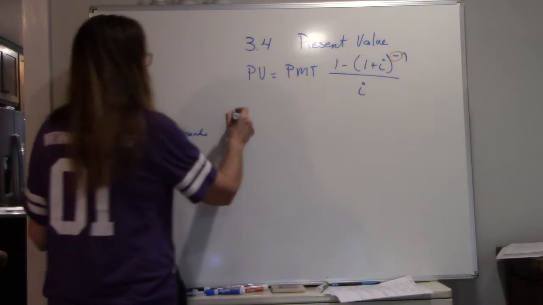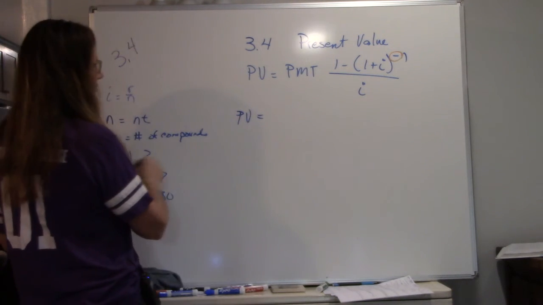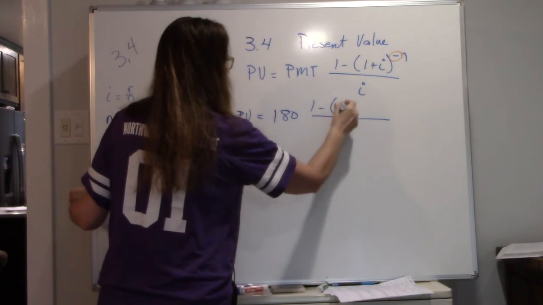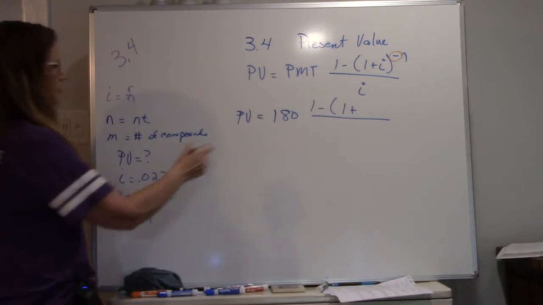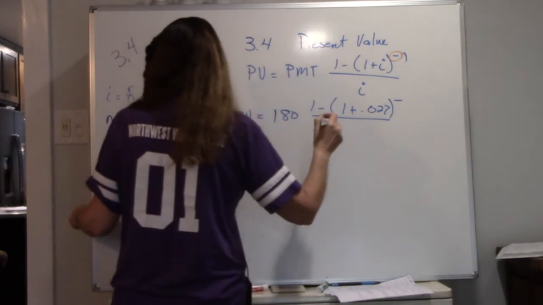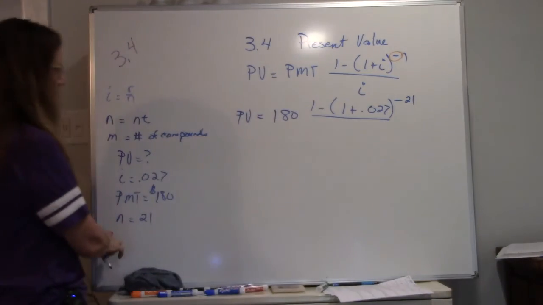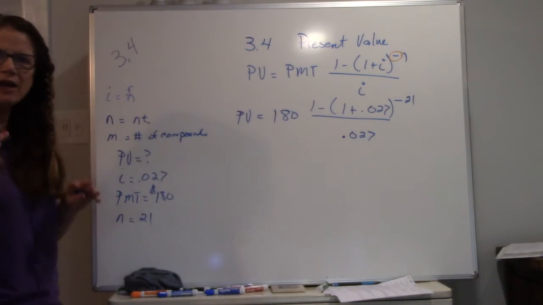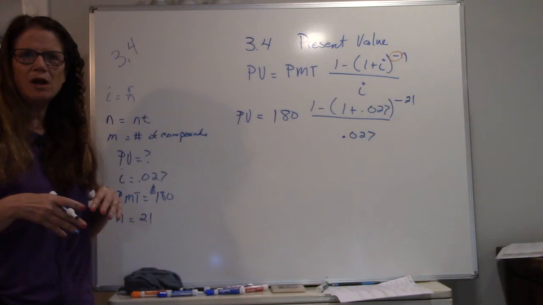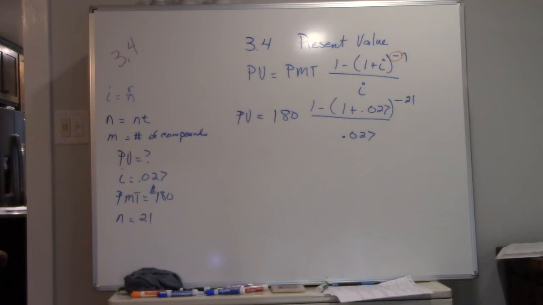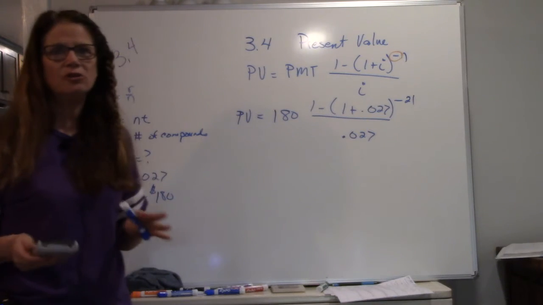All right, so now all we have to do is plug in our information. We're looking for PV. We know the payment is 180. 1 minus 1 plus I, they gave you I as 0.027, raised to the negative 21, all over I, so 0.027. Make sure you identify whether they are giving you the rate and the number of compounds, or are giving you I as one number. So now it's just a matter of calculating it. Let me grab my calculator. Order of operation is huge. You have to know order of operation.